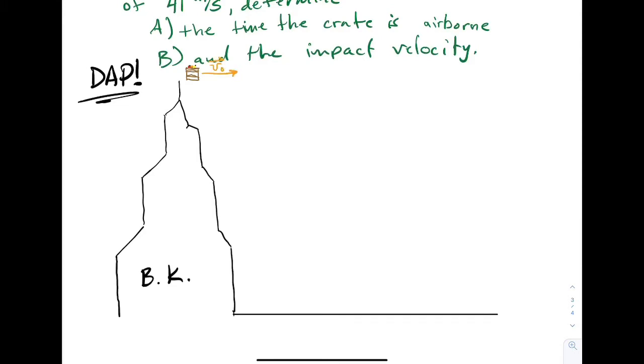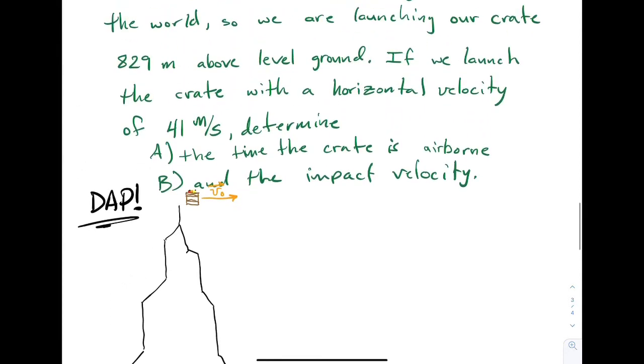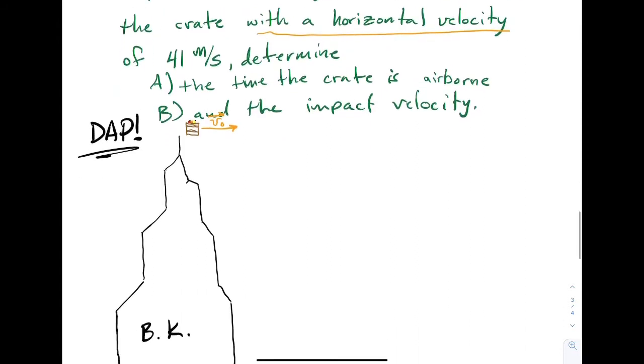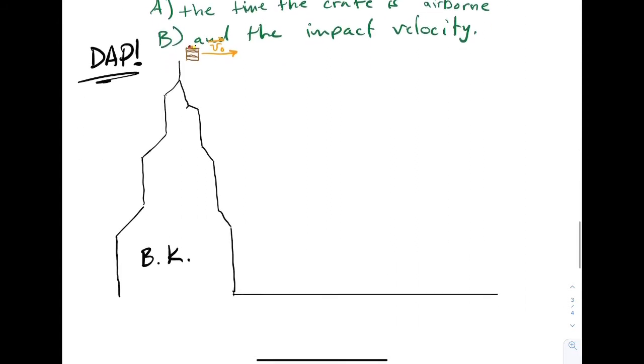And how did I know the direction of V sub O? How did I know how to draw that vector? Well, it's given in the problem, of course. We're told that the crate is launched with a horizontal velocity. So our launch, or our initial velocity, should be only in the horizontal direction. So that's why I drew it that way.